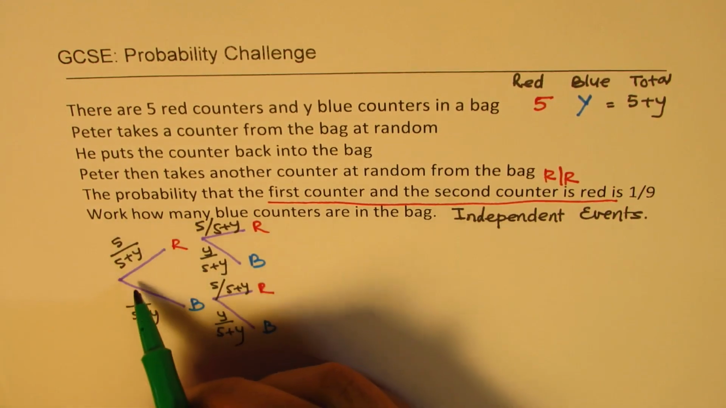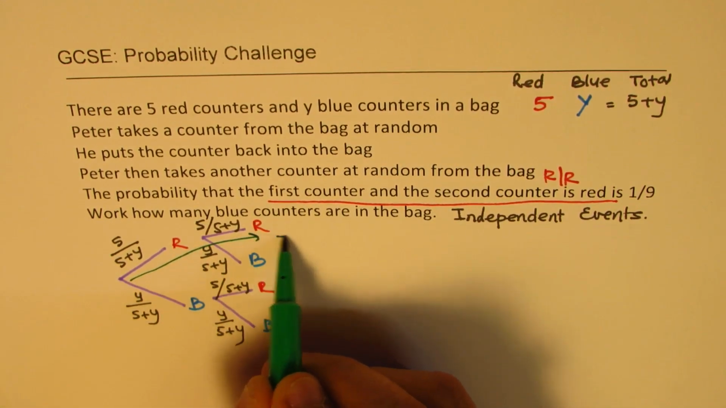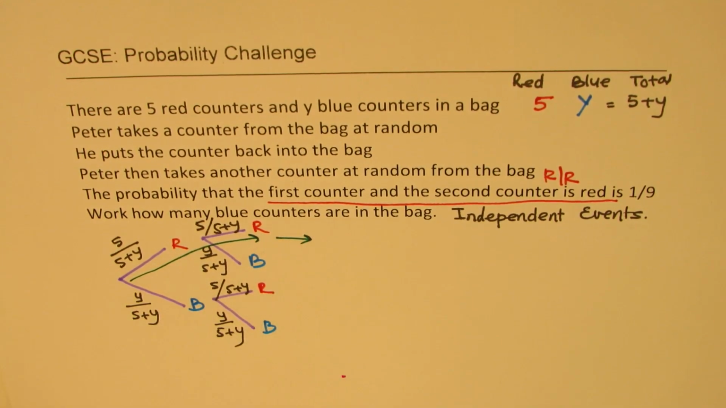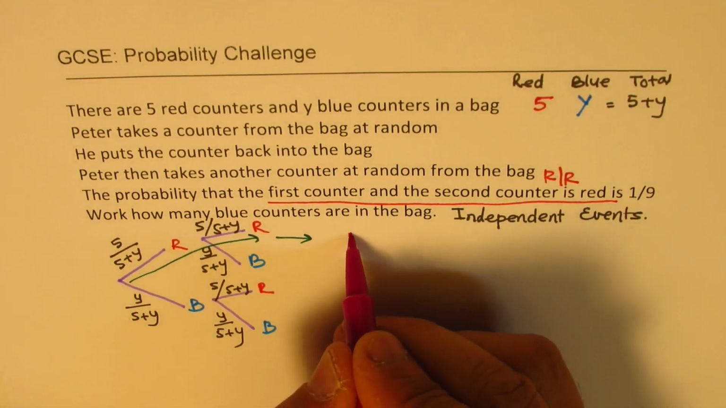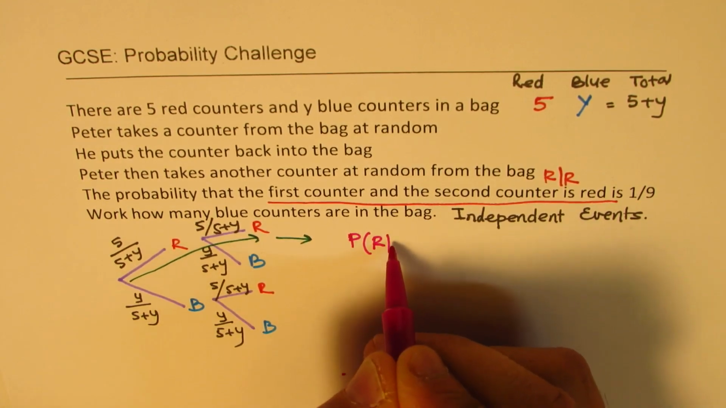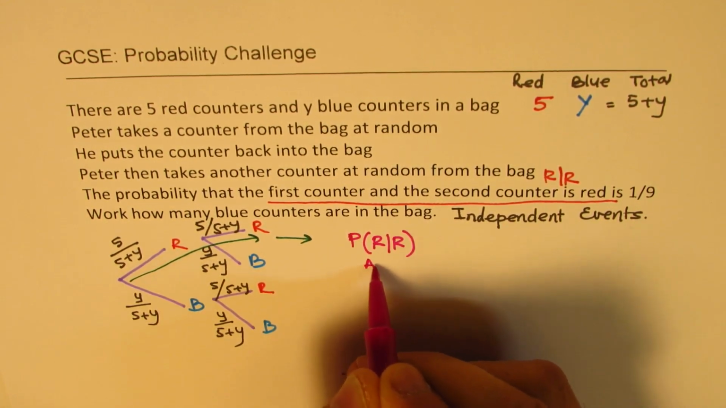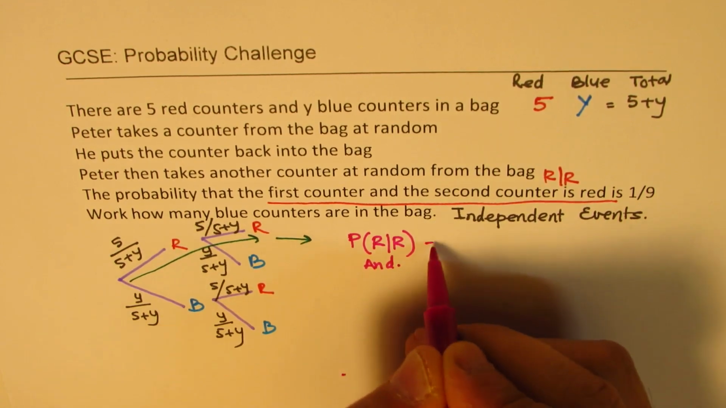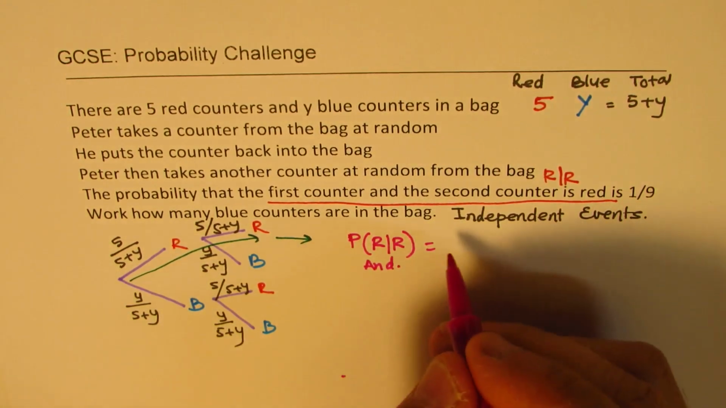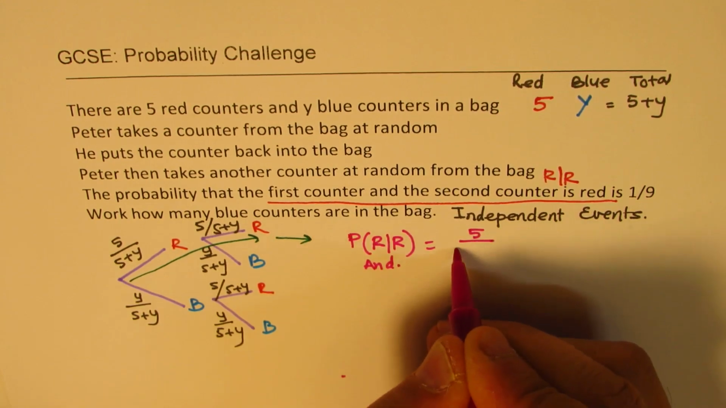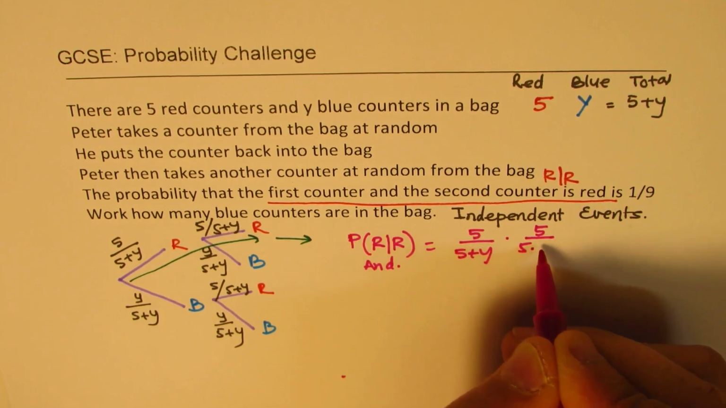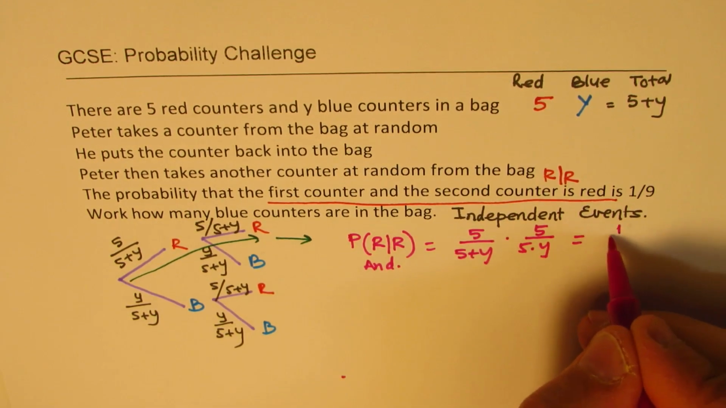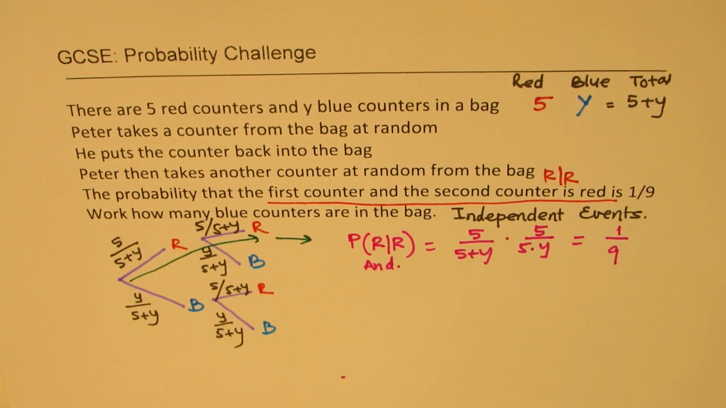Both red means you follow this path. So when you follow this path, what do you get? You basically get here that they get multiplied. This is with AND condition, right? So we write this as probability that we are getting red and then red, right? So it is a condition of AND. So whenever there is AND, we just multiply them. So we get 5 over 5 plus y times 5 over 5 plus y, and that is equal to 1 over 9. That does make sense.